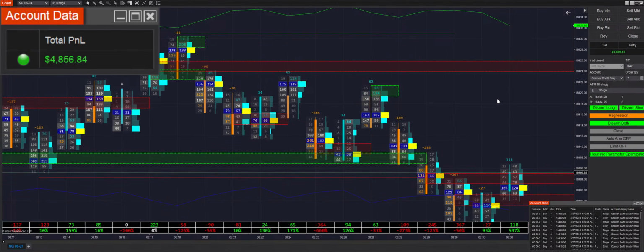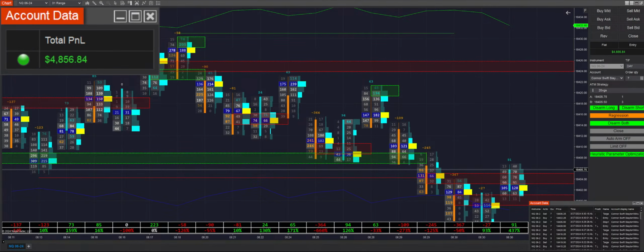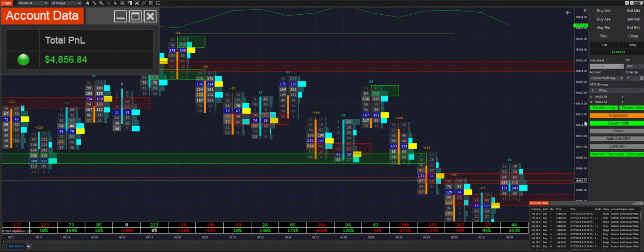Target filled. We end up winning that trade. We're up to $4,800 on the day now. I think we're going to be calling it there.